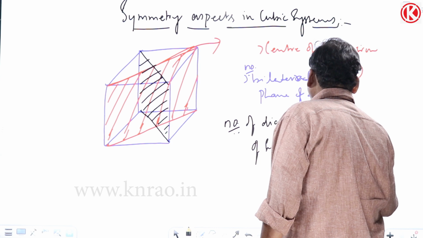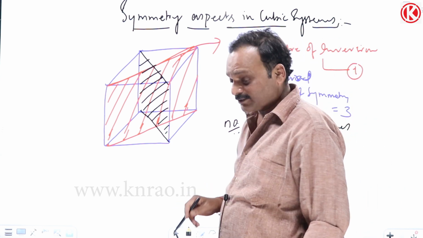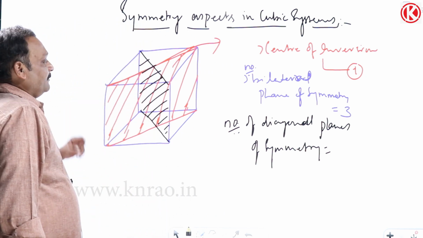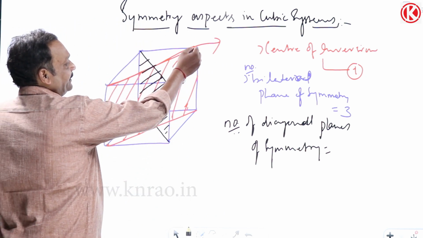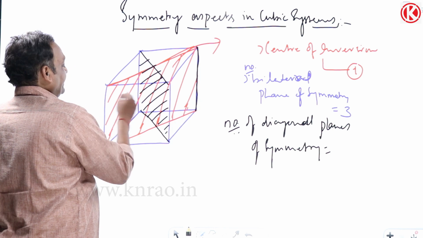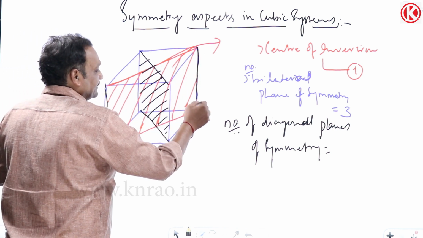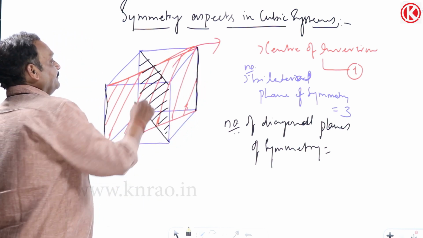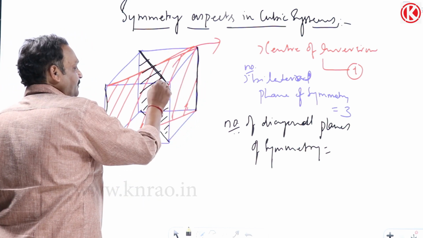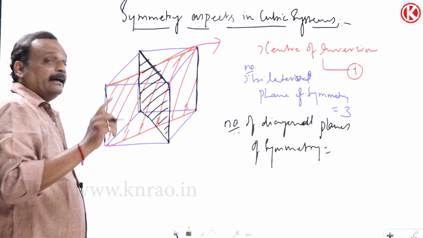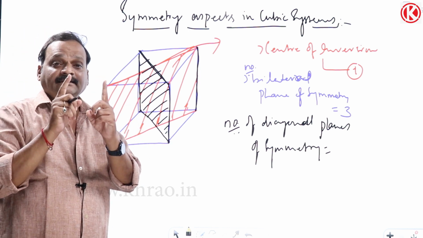Number of diagonal planes of symmetry equal to... Now we have to explore how many possible ways there are. For each diagonal plane, remember, I'm taking the help of two edges. This is one edge and this is one edge. One diagonal plane is associated with two edges. This diagonal plane is also associated with this edge and this edge. Means to draw one diagonal plane, I'm taking the help of two edges.